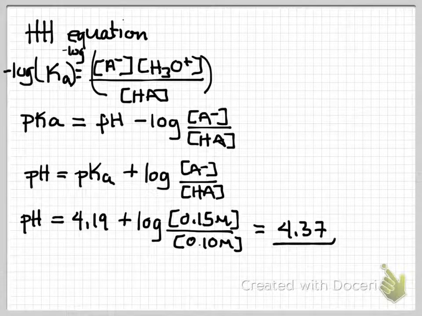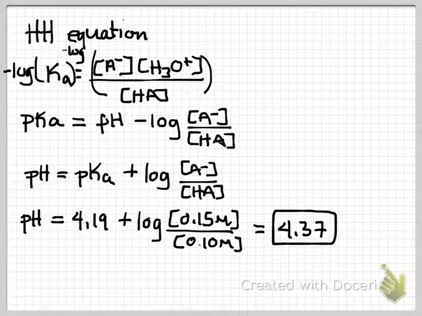So that is a faster way than going through the whole ice table business, but you have to be very careful when you're using the Henderson-Hasselbalch equation because it's very easy to flip-flop this equation. Make sure, one way to simply memorize it is that it's always the same. When you're looking at the ratio, it should be in the same order. A minus over HA is going to be the relationship.